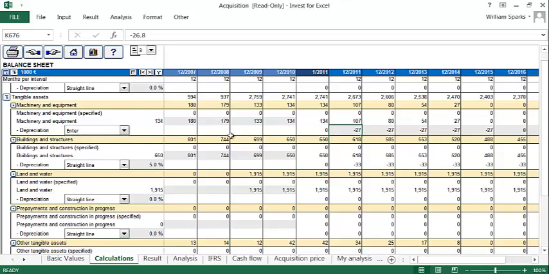If you, instead of enter, you choose declining balance. And instead of 20% straight line, you put 30% declining. So enter 30 now. So what you see is that you have then a falling. So you sort of try to simulate the same. So that was just a trick.